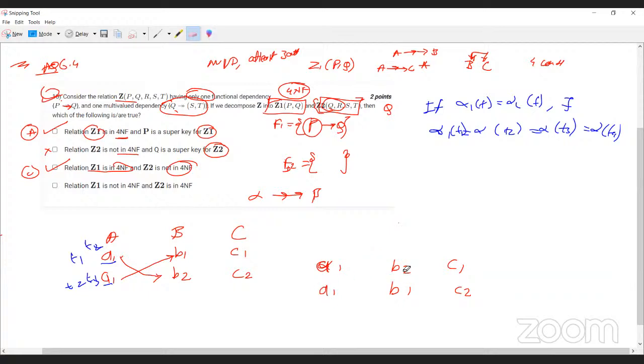Any doubt in this part? Just practice a few problems. There are a few problems in the practice assignment also.